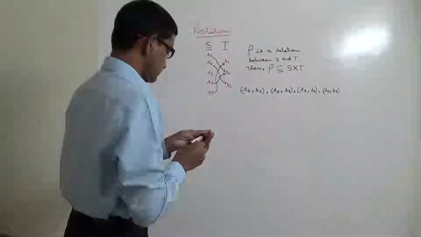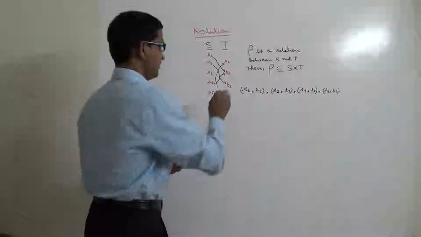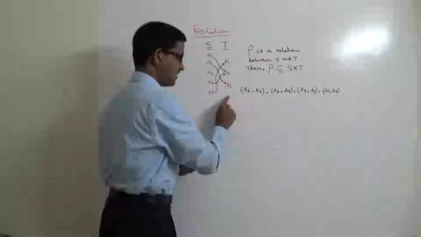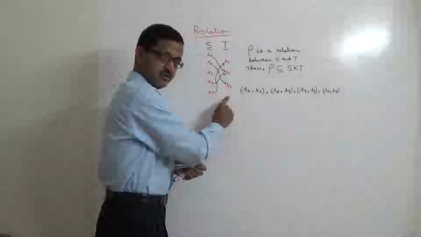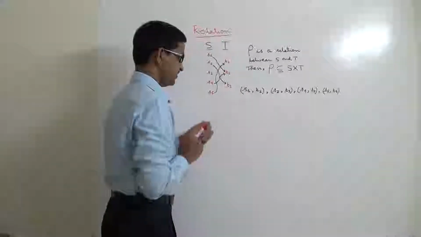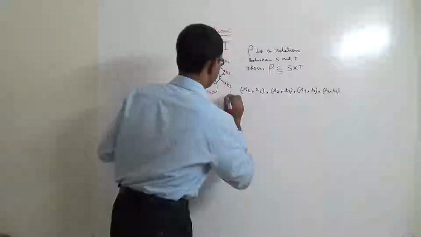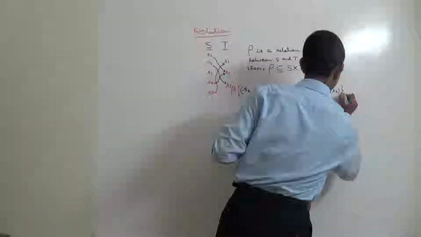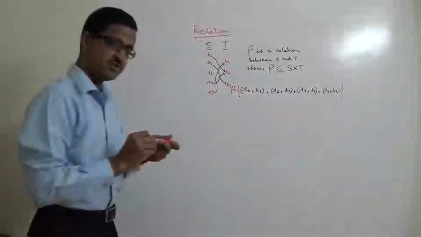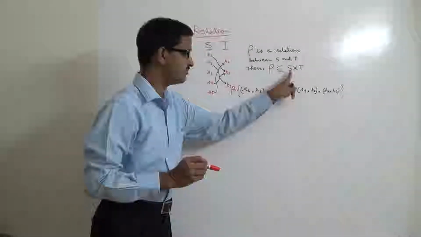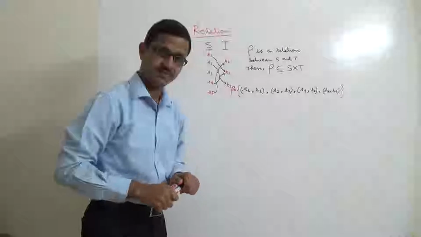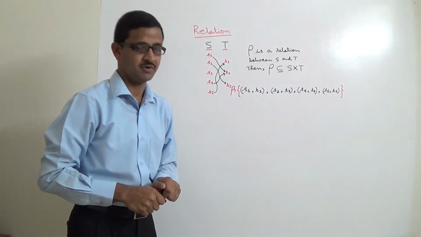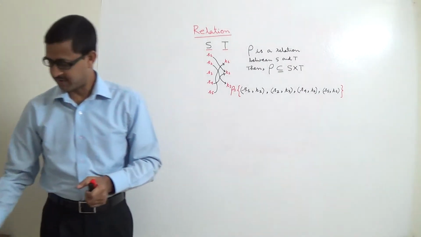So, if rho is a relation which associates this type of association, then we can say rho is like this, which is nothing but a subset of S cross T. Right? Okay. Let's take a very practical example.